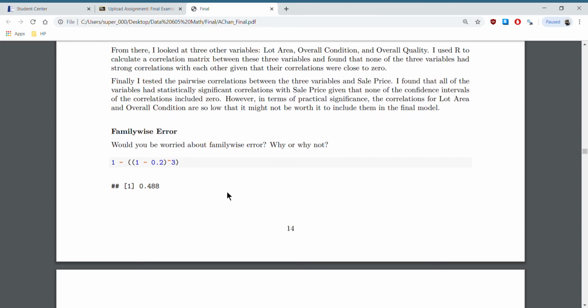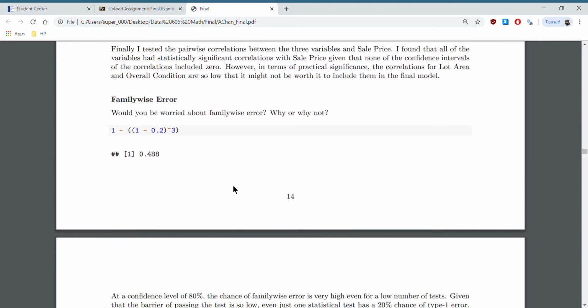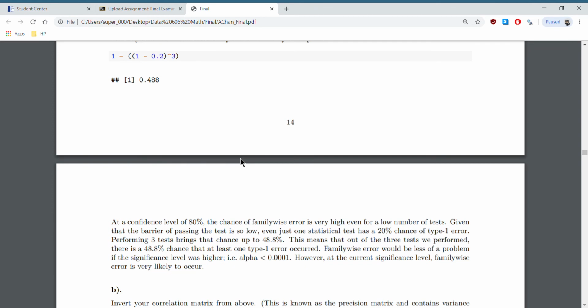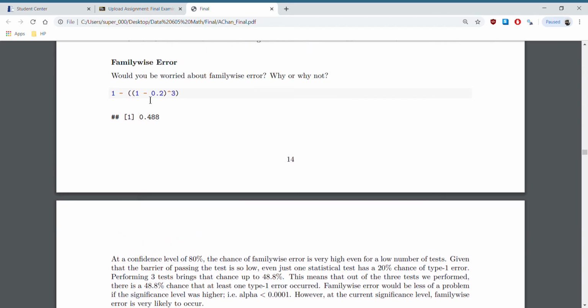Alright, and so with the family-wise error, given that the confidence of the test is so low, normally you have a significance level of 0.05, so a 95% confidence interval, but this one was at 80%, so that gives you a 20% chance of type 1 error for each test that you do, which is already incredibly high. And the more tests that you do, the higher this family-wise error gets. In this case, we only did 3 tests, but the chance of family-wise error is above 48%.